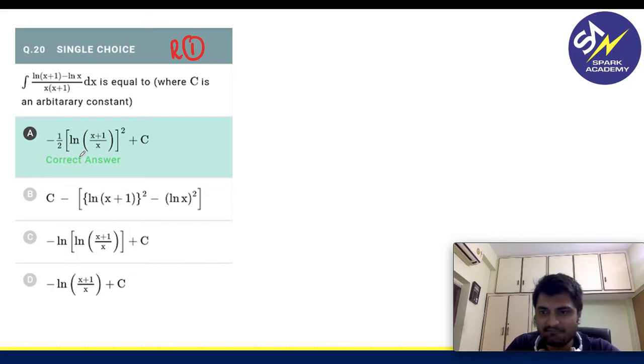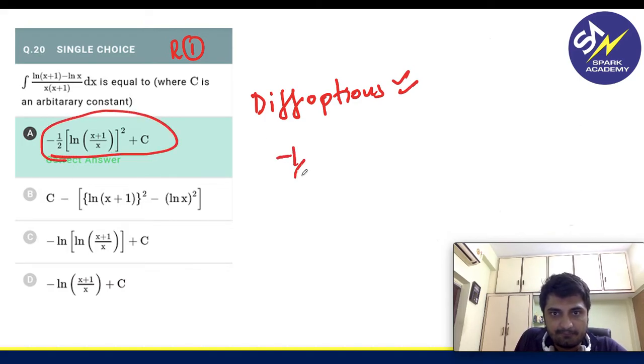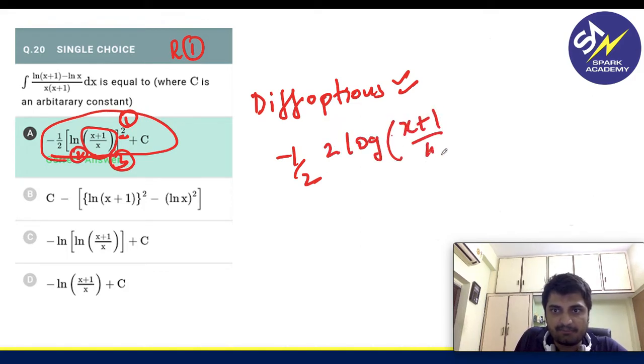Now this one, guys, simple, right? What you can do is, you can differentiate, or you can also write it in the same way. You can either use the actual method or you can differentiate options. What you can do is, you can differentiate options. You will get your question. Easy way is, first option, let's differentiate. Minus half. So this I can write 1, this I can write 2, this I can write 3 inside.